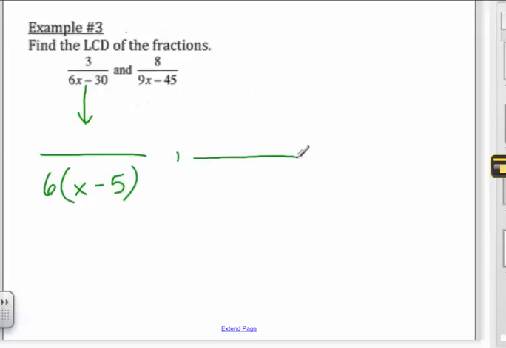Let's take the other denominator now. 9x minus 45. Taro, do you see anything that goes into both of them? Take out a 9. Okay. Times what? Minus 5. Now, guys, we don't normally have to do this when we were canceling, but to find the least common denominator, I'm actually going to factor the numbers as well.